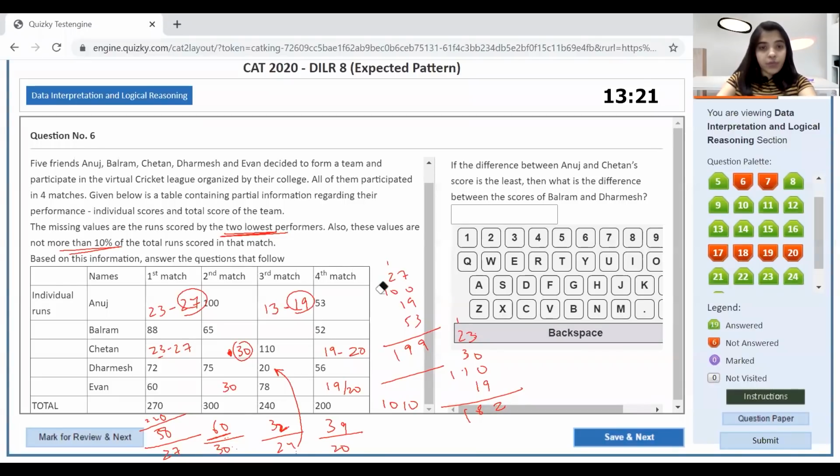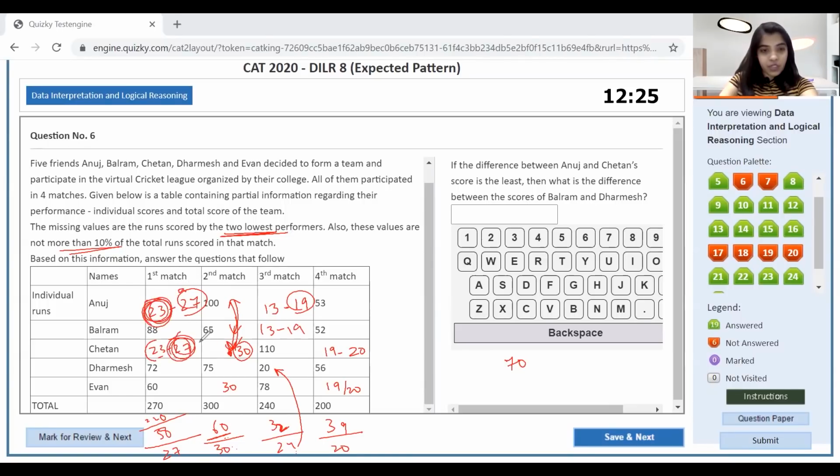This is a tricky one. Let's try. The difference between Anuj and Chetan's score is the least. So let's have a look at what currently the absolute difference could be. So the current absolute difference is only this. We have Anuj leading by 100 minus 30, 70. So we have to maximize Chetan's score now to get them to even, right? So Chetan could be 27, Anuj could be 23, right? Here, Anuj has to be minimized and here Chetan has to be maximized, right?